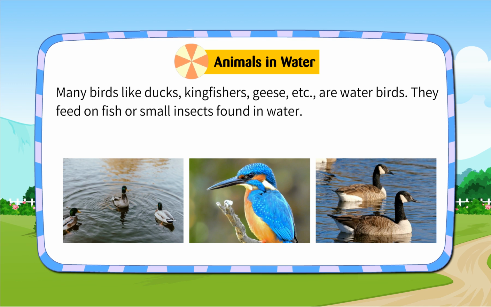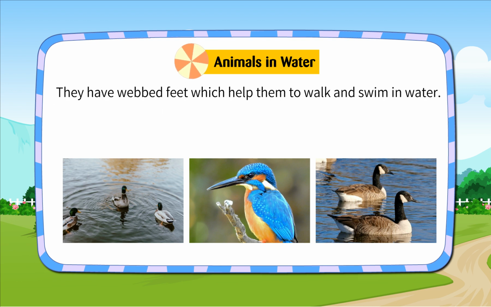Many birds like ducks, kingfishers, geese, etc. are water birds. They feed on fish or small insects found in water. They have webbed feet which help them to walk and swim in water.